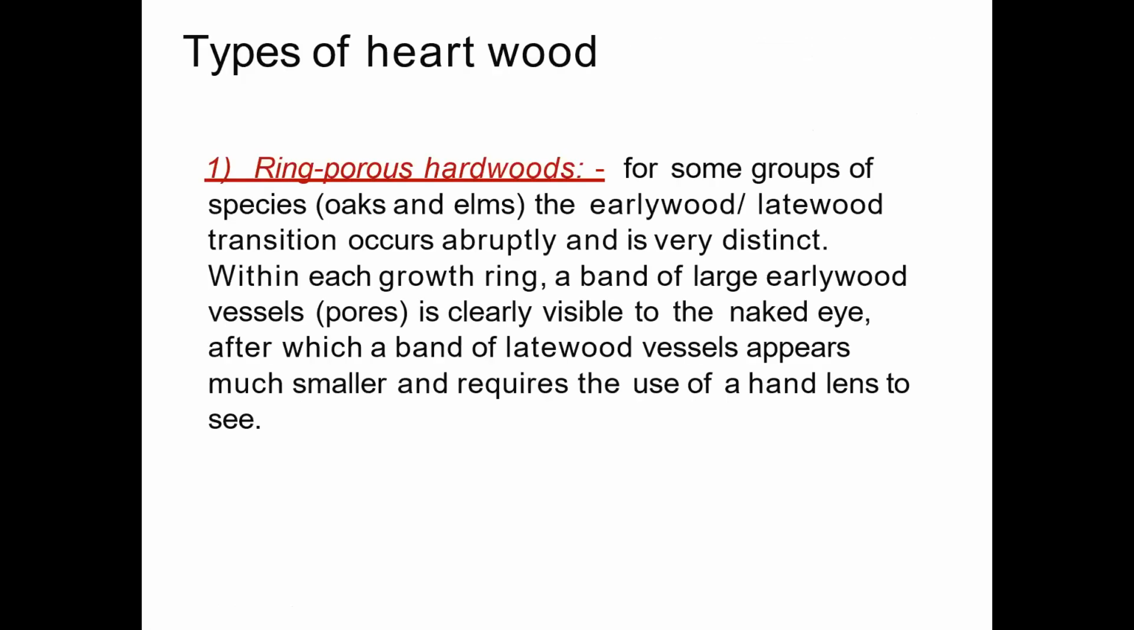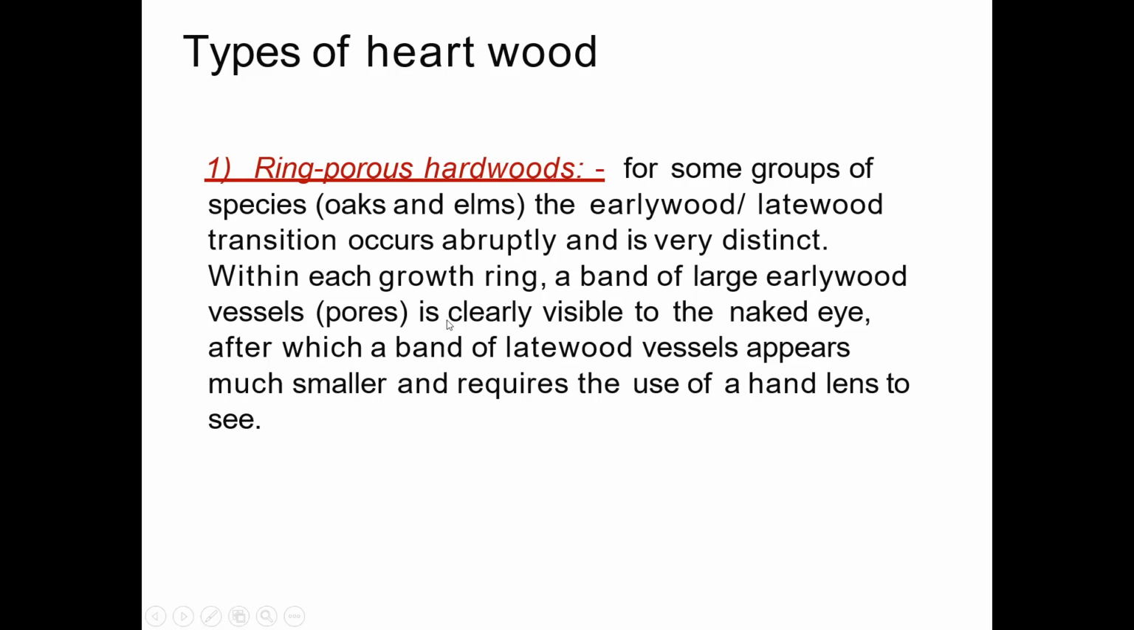So again, based on the presence and arrangement of these vessels, the wood is classified into different types, that is, ring porous wood. Ring porous means that in some groups of species, mainly oaks and elms, the early wood to late wood transition occurs abruptly and is very distinct within each growth ring. So a band of large early vessels.